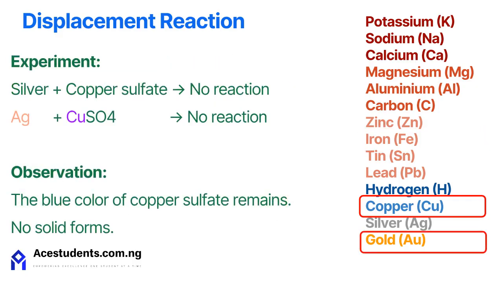Here's another example. When silver metal is placed in a copper sulfate solution, no reaction occurs. This is because silver is less reactive than copper. Silver cannot displace copper from its compound, so the blue color of the solution remains unchanged.